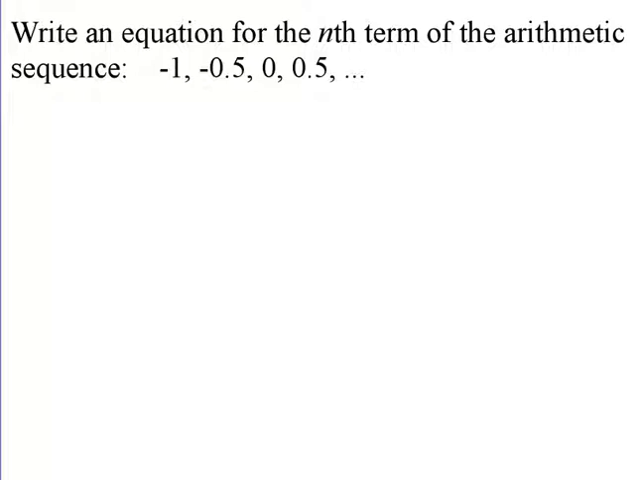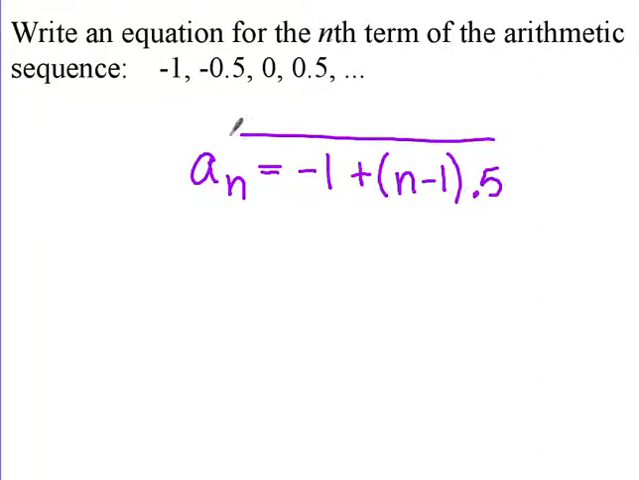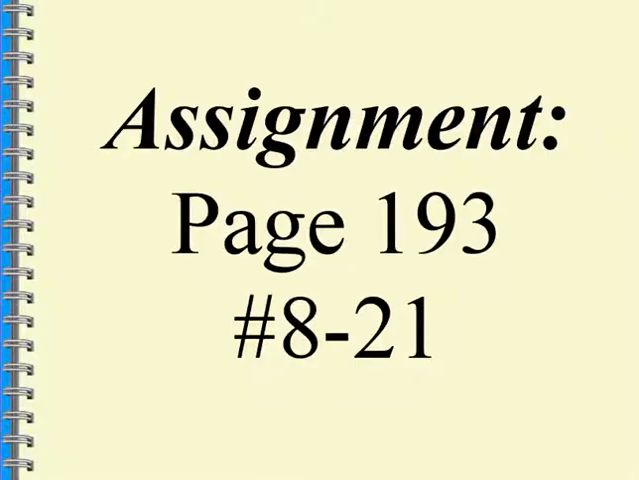Now this one has decimals, so that means remember our answer can have decimals. Somebody tell me what I'm going to have? Negative 1, nice job, plus n minus 1 times positive what? 0.5. Positive 0.5, yep. And there you go. Okay, pretty straightforward.